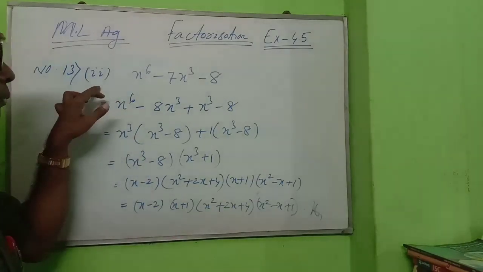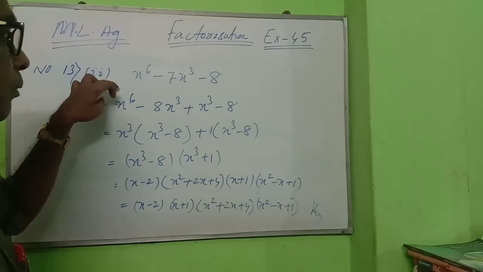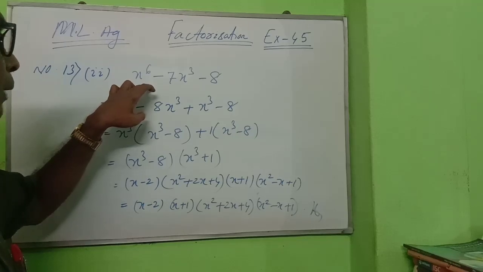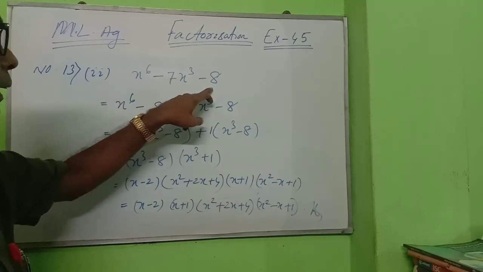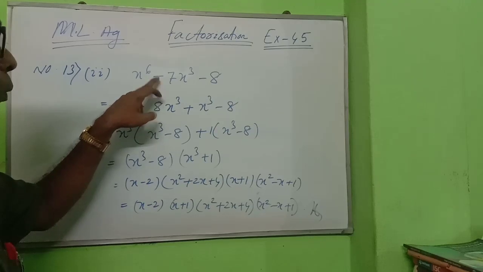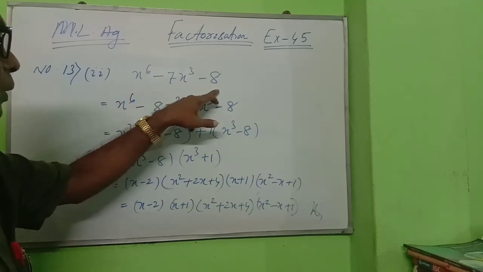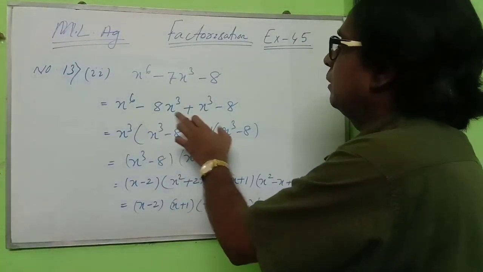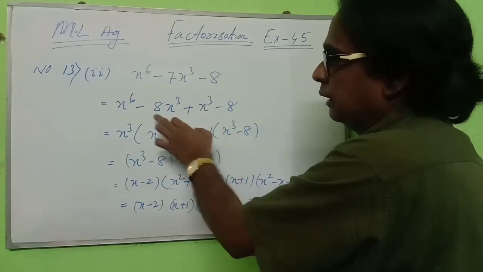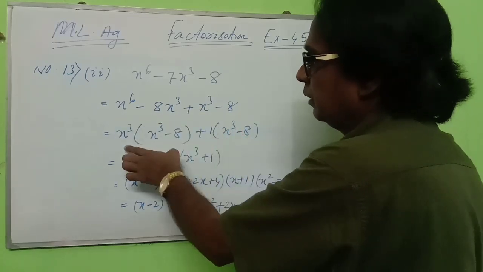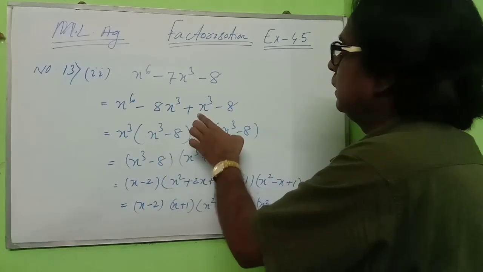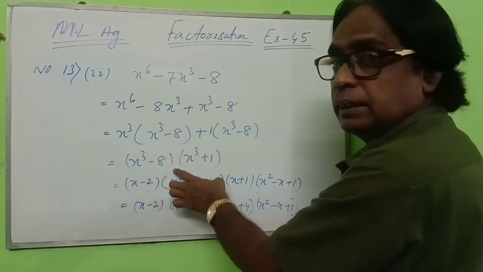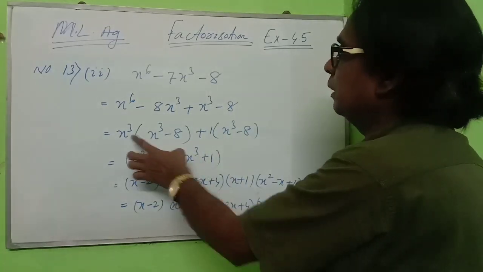Try to complete the remaining part of exercise 4.5 applying the formula. This is the question you have to break by middle term breaking. Multiplication minus 8, addition minus 7. You have to select the two numbers whose multiplication will be minus 8 and addition will be minus 7. The numbers are minus 8 and plus 1. I will write it like that. From the first two I take common, x cube minus 8 is left. Here I take 1 common, x cube minus 8 is left. You have to take common x cube minus 8, and x cube plus 1 is left.